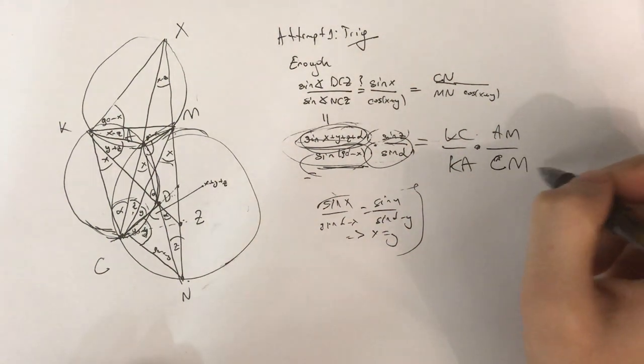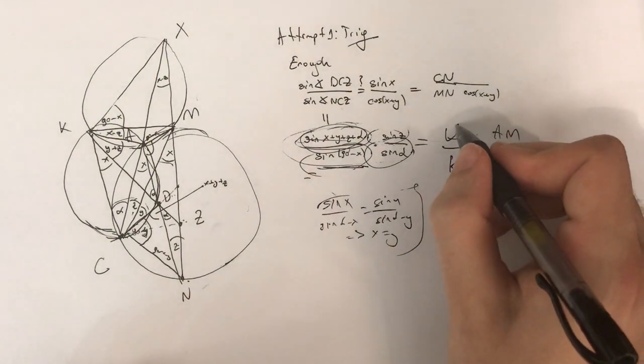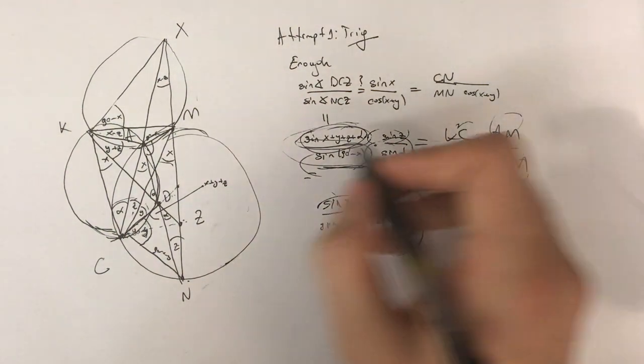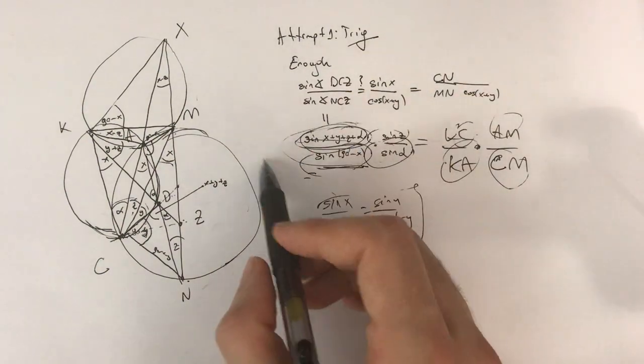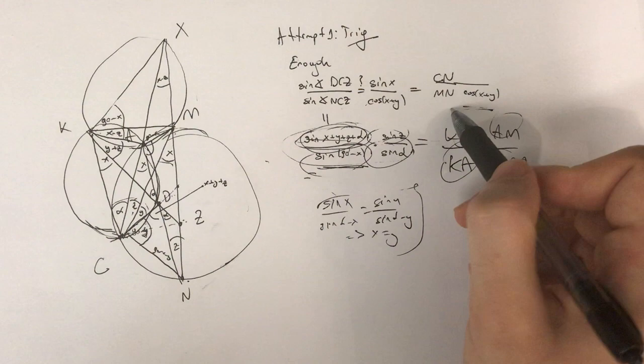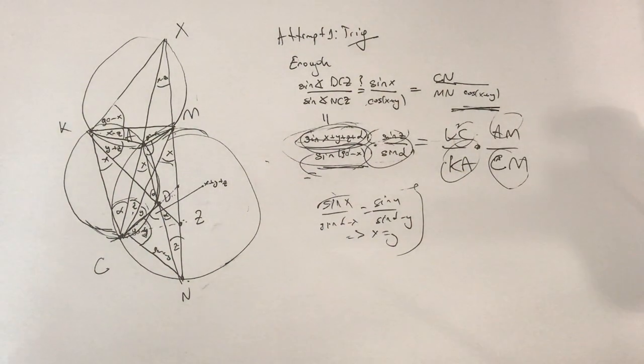And now look at this. This is like KC over CM, AM over KA. And I was looking at this, and then I got stuck. I was also looking at ways to use this fact, like find cosine of x plus y somehow and have it all depend on the sides of the triangle.